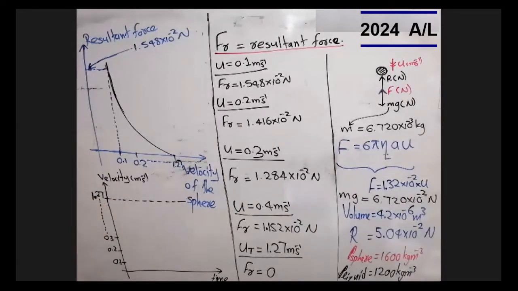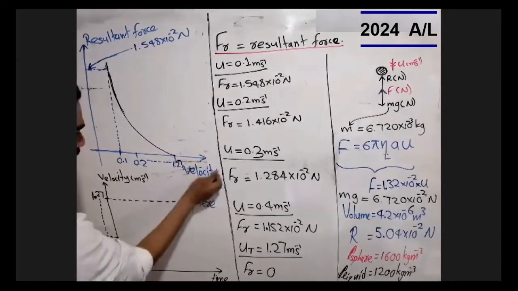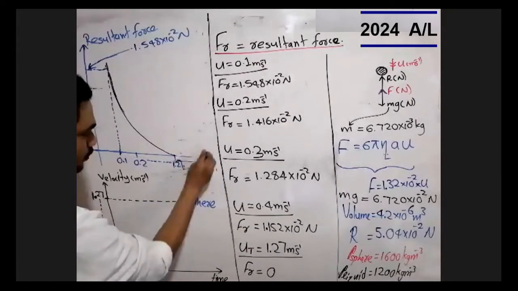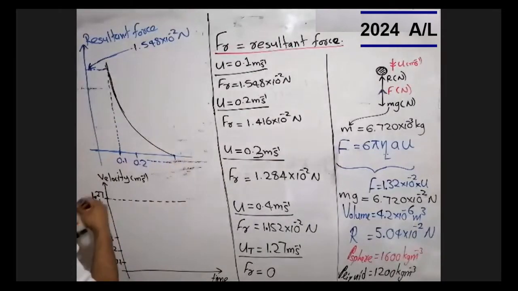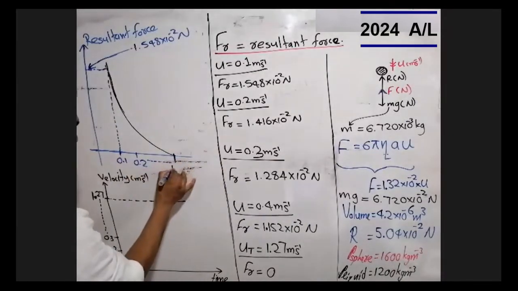When the velocity is 1.27, the resultant force is 0. Resultant force is 0 means there is no acceleration. No acceleration means no change in velocity. So once the velocity of the sphere reaches 1.27, its velocity remains unchanged.